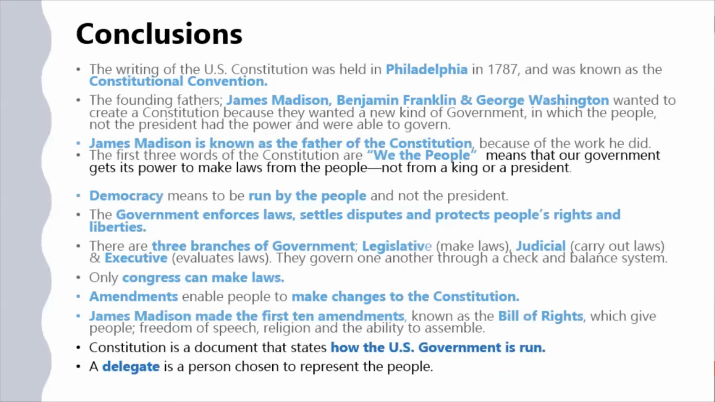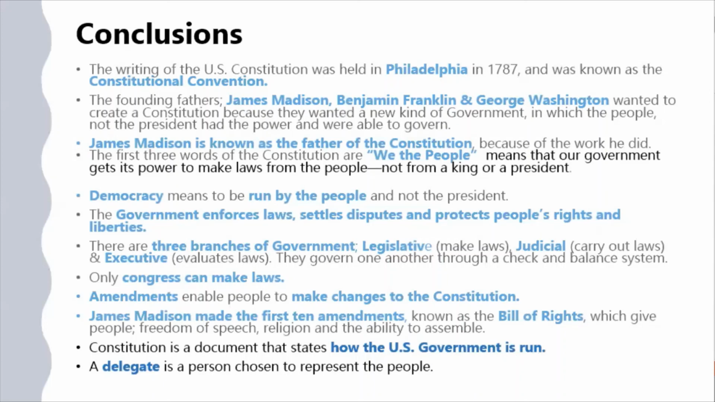Conclusions. The writing of the U.S. Constitution was held in Philadelphia in 1787 and was known as the Constitutional Convention. The founding fathers, James Madison, Benjamin Franklin, and George Washington, wanted to create a constitution because they wanted a new kind of government in which the people, not the president, had the power and were able to govern. James Madison is known as the father of the Constitution because of the work he did.